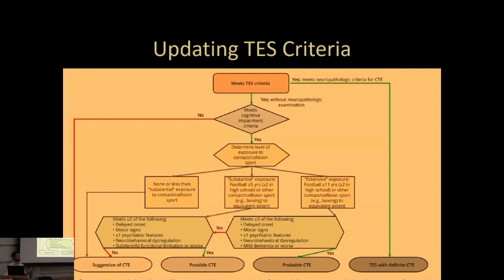So what this criteria does now is it says we need to have memory or cognitive problems to progress here. You can still get a TES staging, but it's suggestive. It's not going to be the possible or probable, which are based on having more of these other features. And again, the only way to get definitive TES with CTE is neuropathology at autopsy. So that's where it stands right now.